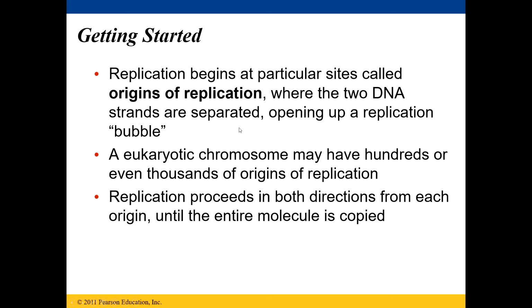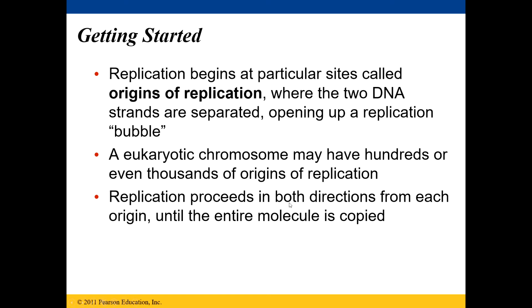So when we get started, in order for this to begin, we start at particular sites called the origins of replication. This is where the two DNA strands are separated, and they open up what is known as a replication bubble. In eukaryotic chromosomes like our cells, we may have hundreds or even thousands of origins of replication, but in prokaryotic cells, because they have much less DNA, and remember prokaryotic means before the nucleus, right? Those are our bacterial cells. In that case, they only have just the one origin.